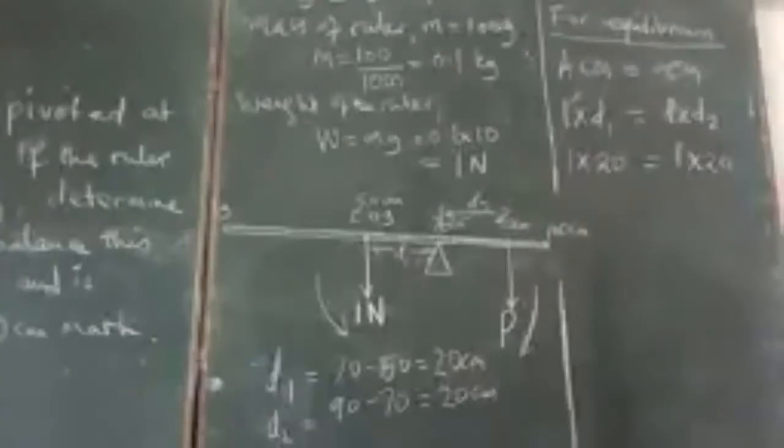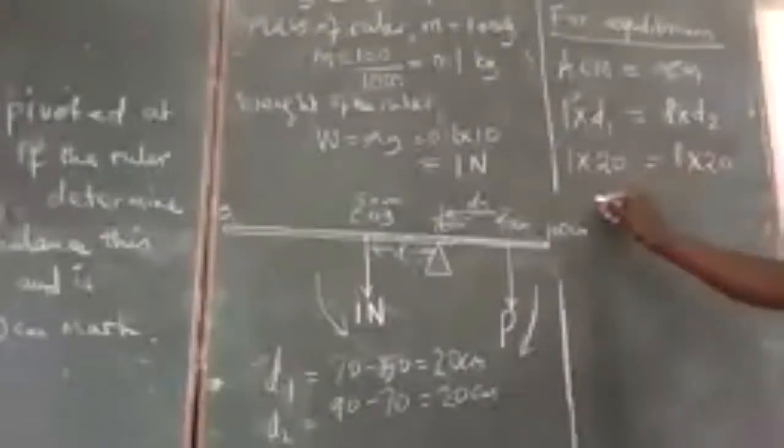Together, girls? Yes, teacher. So the units will convert. So what? That's 20 is equal to 20p. P is equal to 1 Newton. 1 Newton, for maintaining the unit.